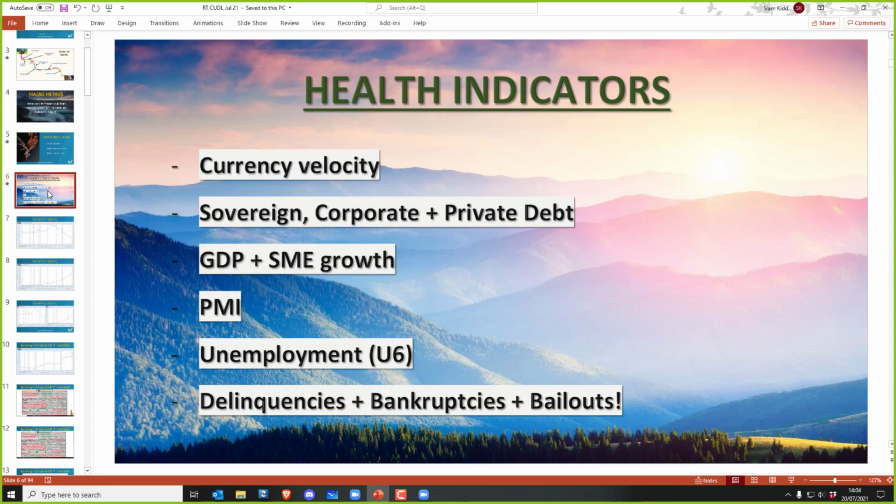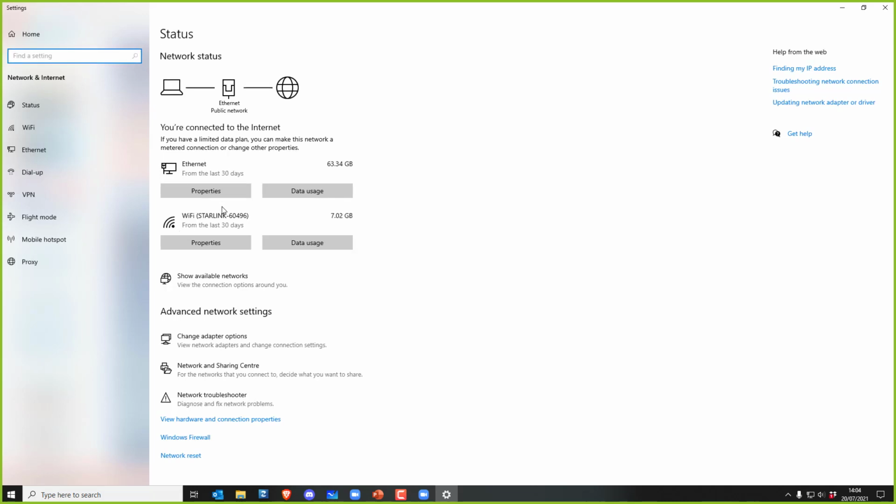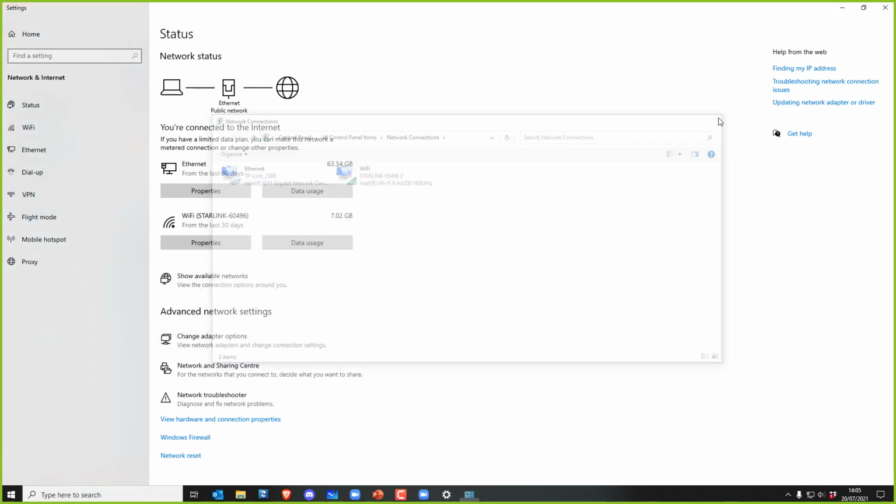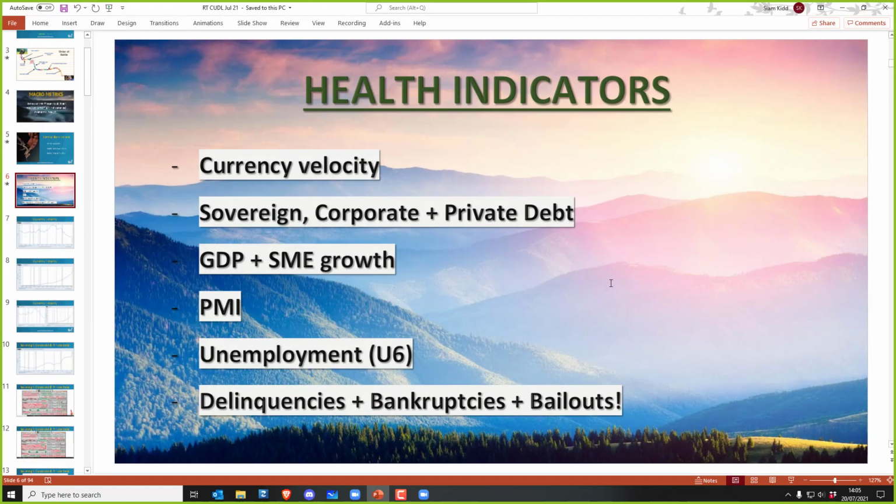So here are the health indicators. Internet instability issues. One second, let's double check I have both internets connected. Yeah, I do. Interesting.